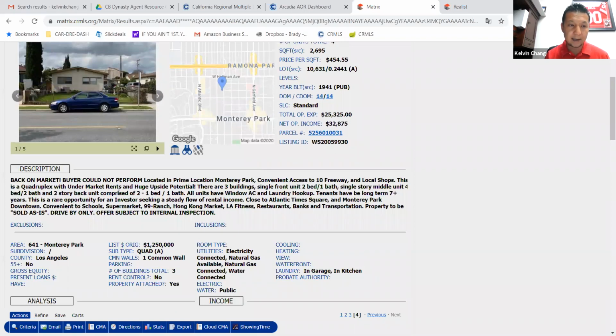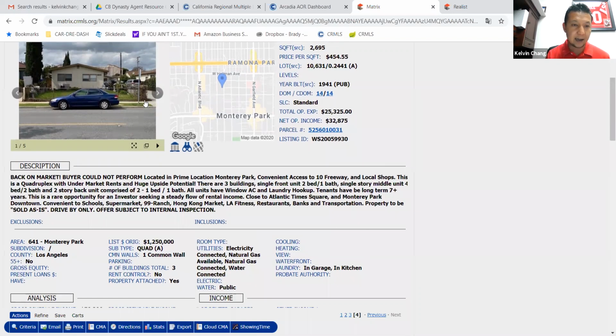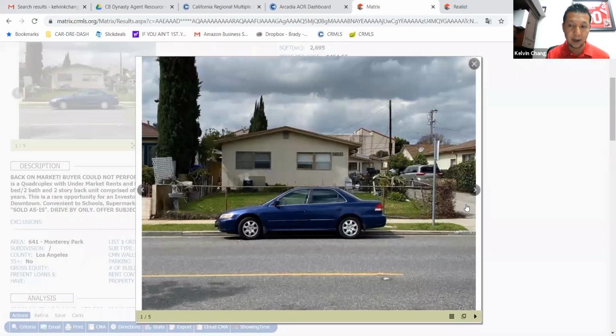This is a quadplex, under market rents, with upside potential if you increase the rents. They tell you there's a 2-bed, 1-bath, a 4-bed, 2-bath, and a 2-bed, 1-bath. And in here, I like to take a look at the photos really quick to see what it looks like in comparison. And this looks like an older structure.